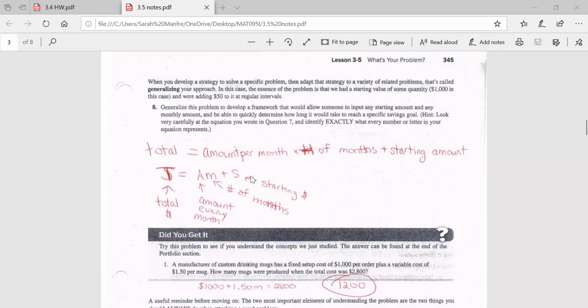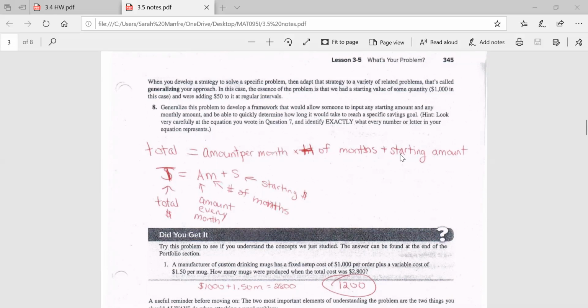So question number 8. Generalize this problem to develop a framework that would allow someone to input any starting amount and any monthly amount and be able to quickly determine how long it would take to reach a specific savings goal. So what we're looking to do is come up with an equation that will always work for this type of problem, okay? So what I wrote is the total amount will always be equal to the amount per month times the number of months plus the starting amount or the initial deposit.